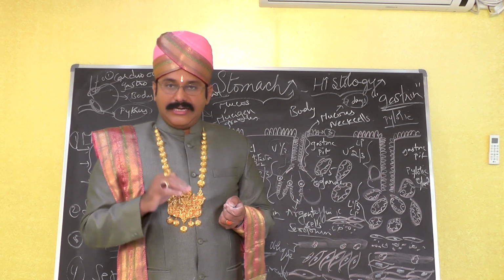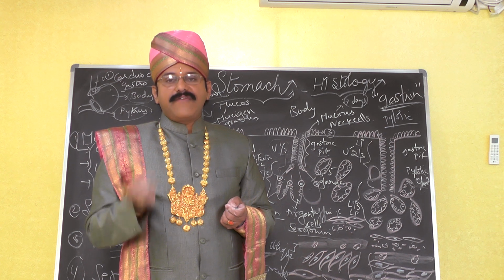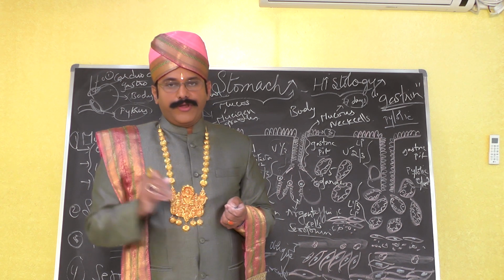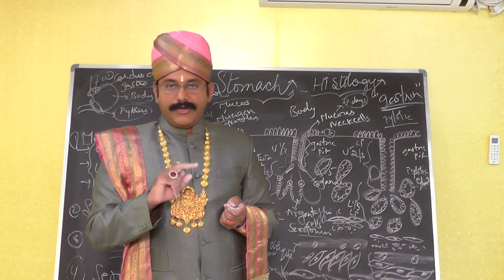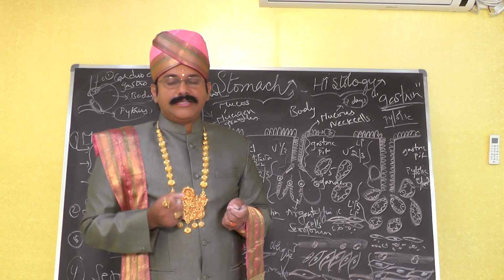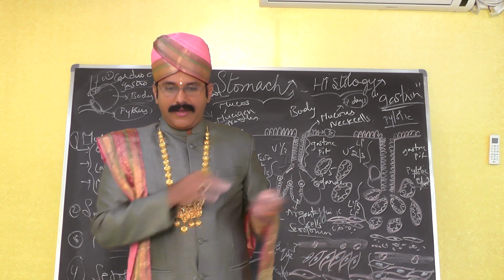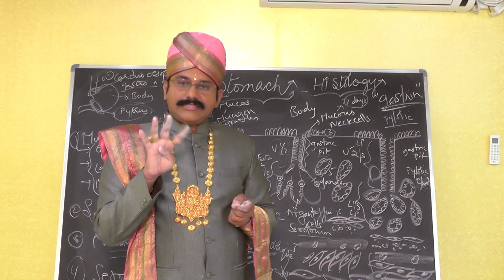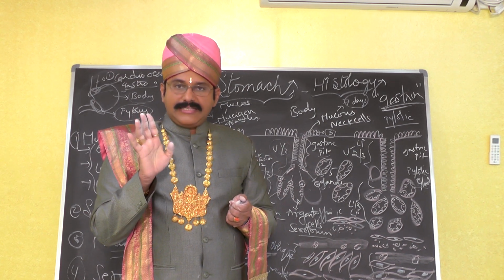Also we have argentaffin cells, which have affinity for silver salts, and these argentaffin cells produce serotonin. The serotonin will act on the blood capillaries present in the region of the lamina propria and the nearby region. In the same way you have mucous neck cells and basal cells.